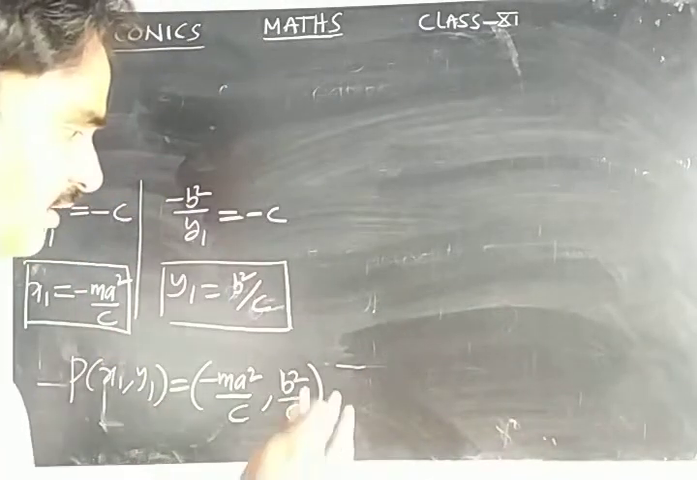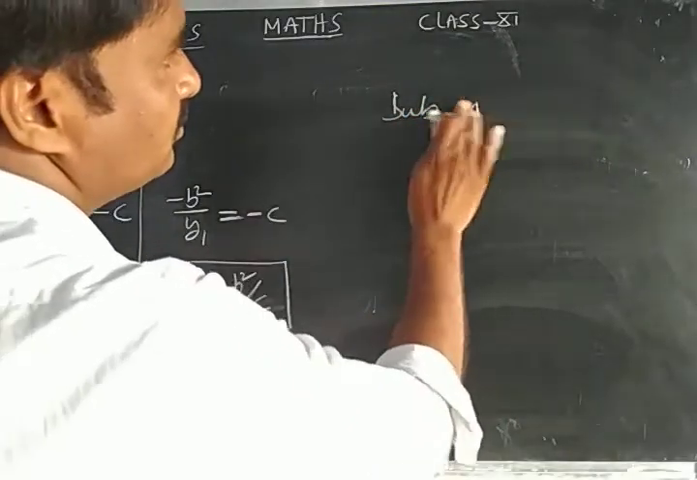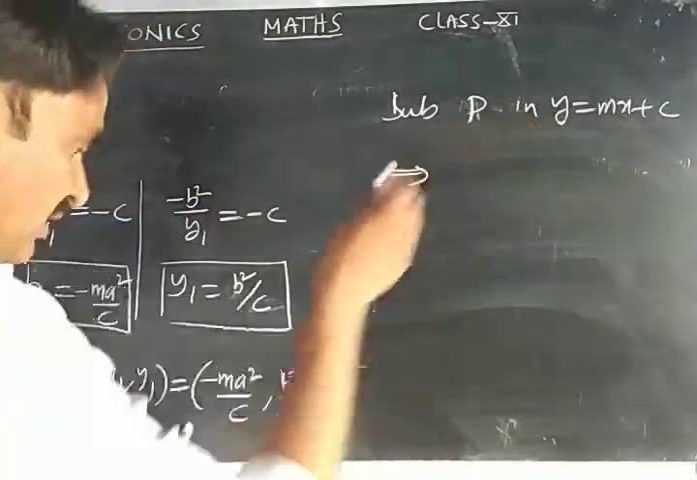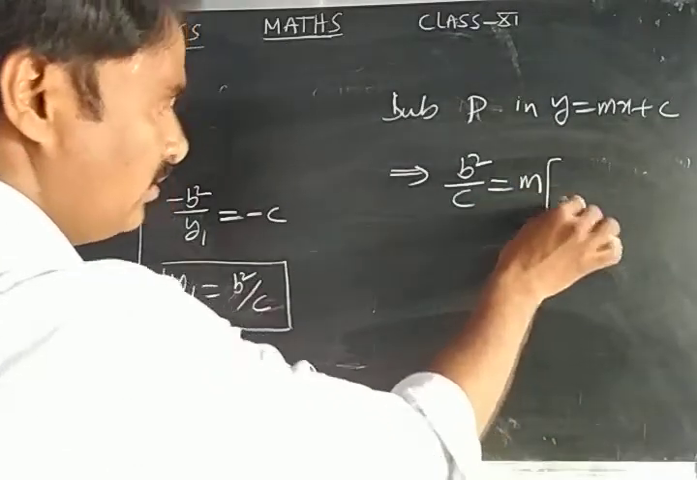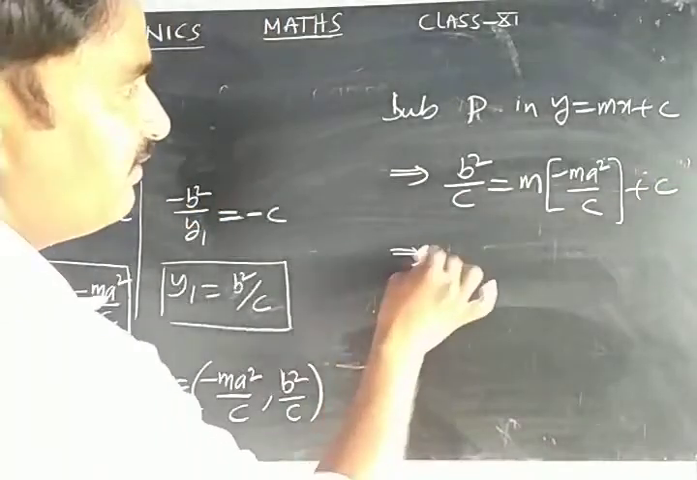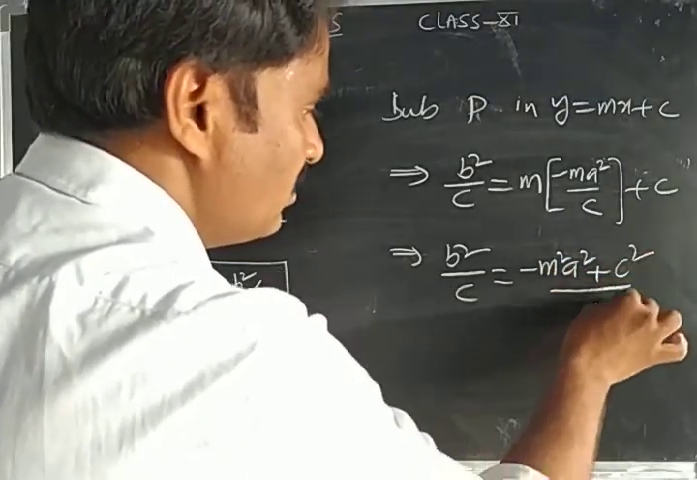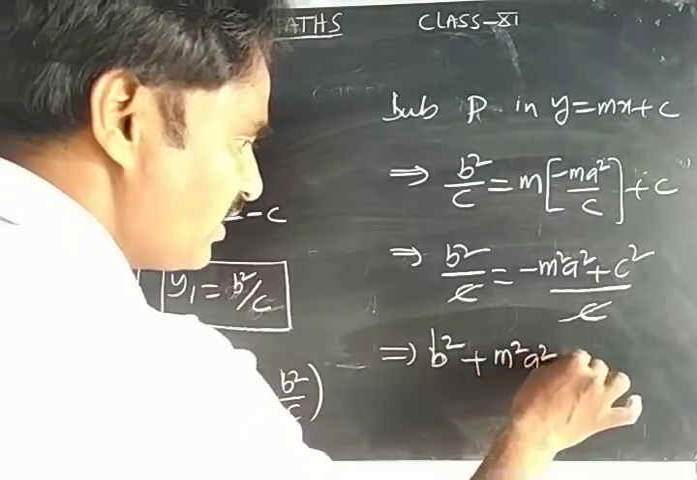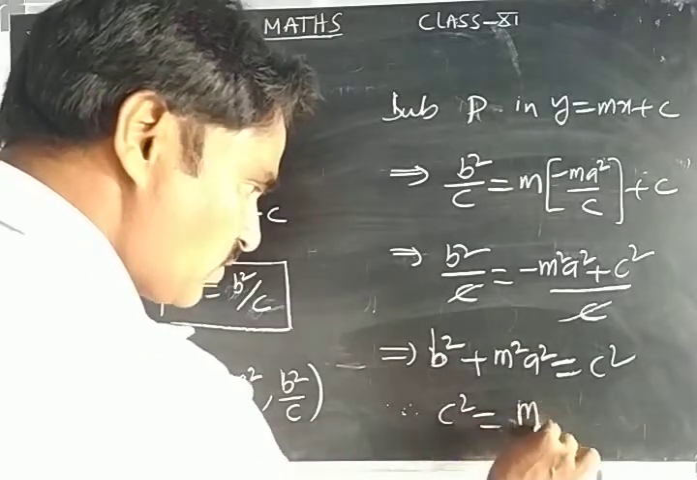Now I need the condition of tangency. Substitute P in y equal to mx plus c. On the left hand side is the y coordinate, which is b square by c, so in place of y I will substitute b square by c. On the right, m into the x coordinate, minus m a square by c, plus c. Left hand side b square by c. Right hand side minus m square a square plus, by taking LCM, c square by c. The c's cancel, and that equals b square. Bring this to the left hand side: m square a square is equal to c square. So therefore the condition of tangency is c square equal to m square a square plus b square.